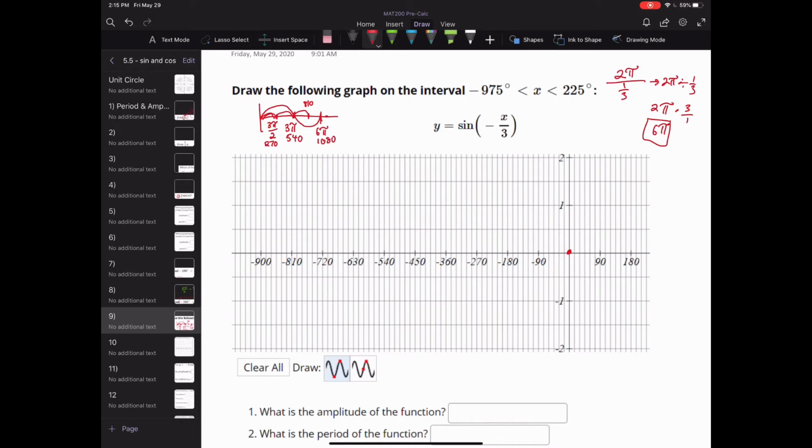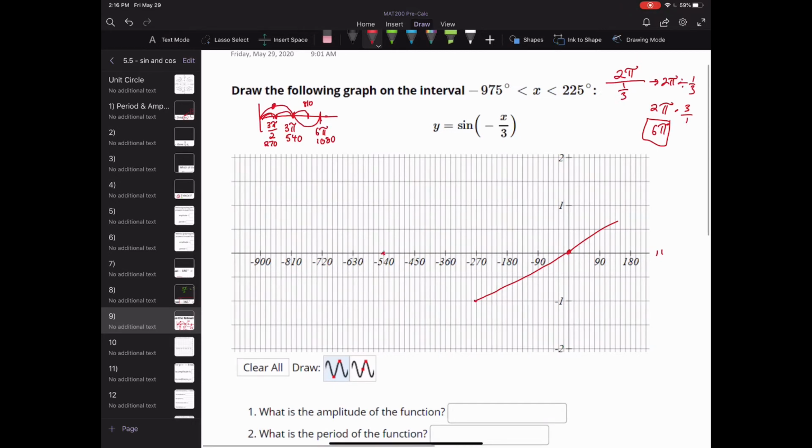Let's see here. At 270, it reaches its height. Remember, 270 this way, it will reach its height, right? Wherever 270 is. But 270 backwards, it will reach the height this way. So that's what I'm going to do. And then I know 3 pi, 540, is the next benchmark. So it's going to come like that. And then 900 is the next benchmark, so that it will reach its height there.